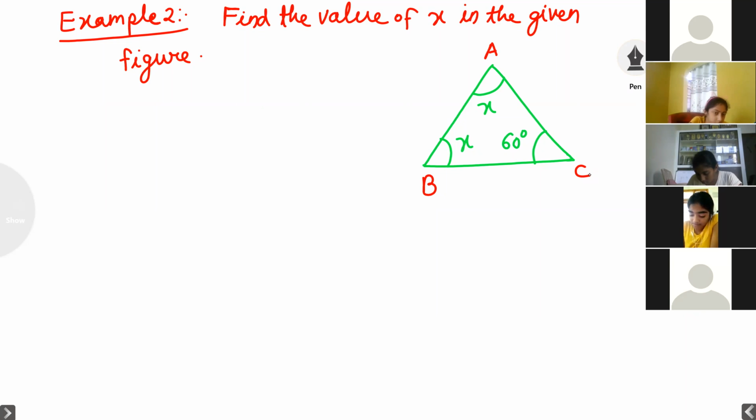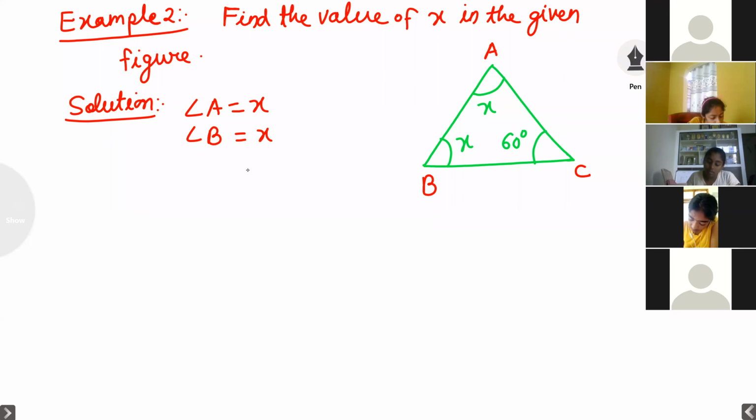Here, what is angle A? Angle A is equal to x. Angle B is also x. Angle C is equal to 60 degrees. Again, I know the angle sum property of a triangle. The sum of all the three angles of a triangle is 180 degrees. That is called the angle sum property of a triangle.